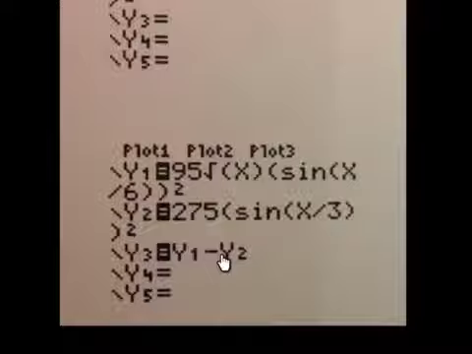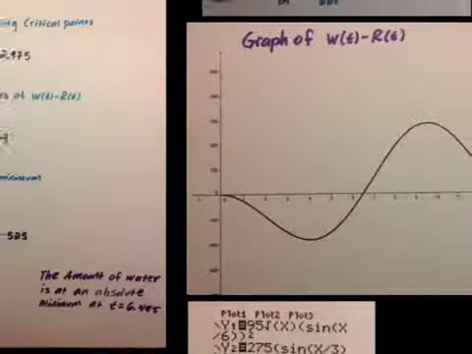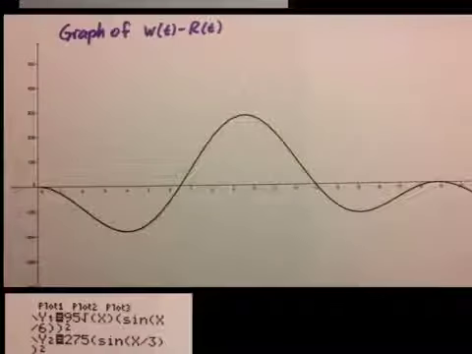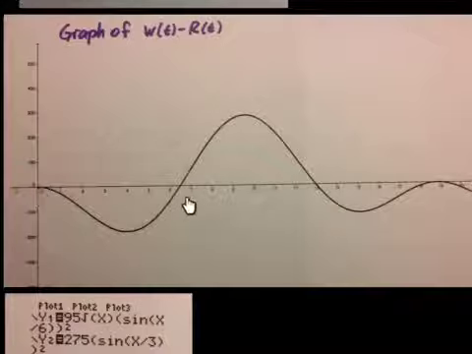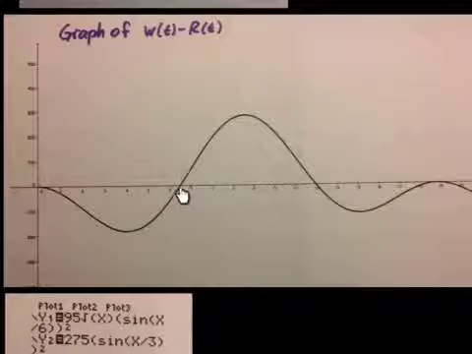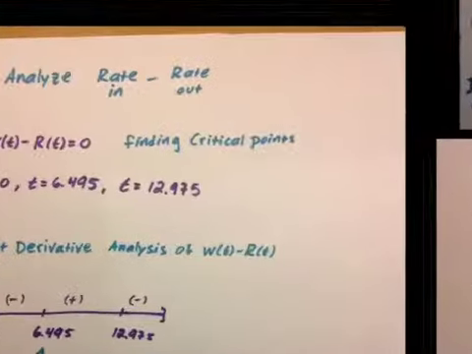And what I'm looking for is the critical points. So here's the graph of W minus R. And what I'm looking for is the critical points. So I found the zeros, which happens to be at 0 at this point, and then at this point. This other one I don't really consider because it's past 18. It's outside of my domain. So I'm just looking for this critical point and this critical point. And so those are my critical points.